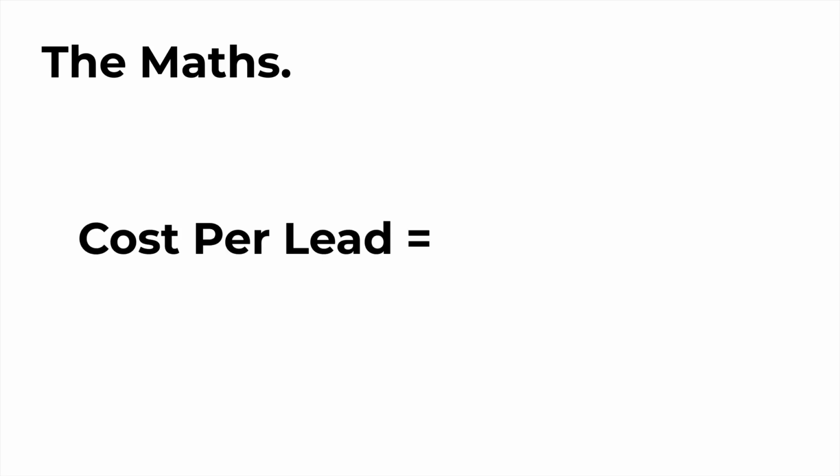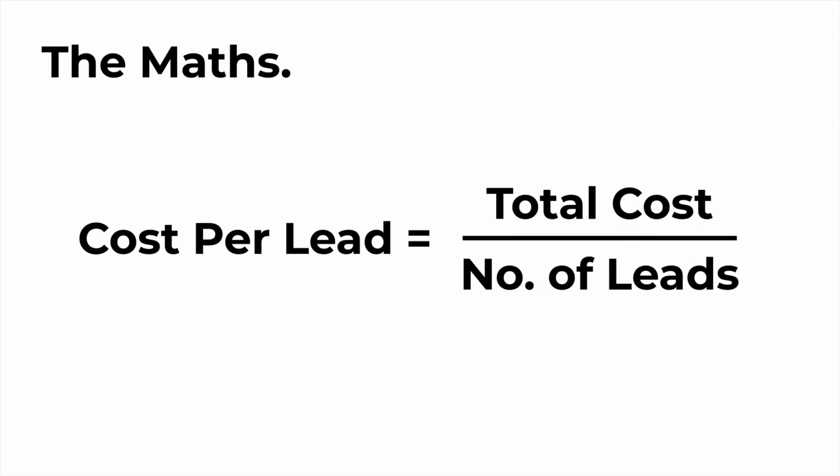Now, if we look at the maths behind this, and it is maths with an S, not math. That's the Britishness of me coming out. You will find that if you were to look at a simple formula, you've got cost per lead, which would equal total cost divided by your number of leads. That would equal your cost per lead, of course. Now, that's the simplicity of it.